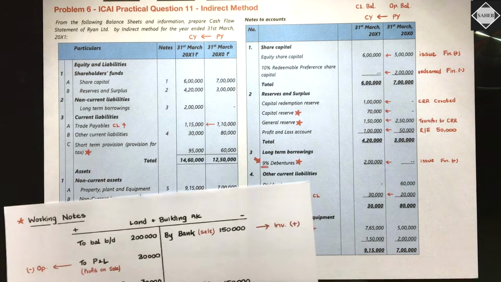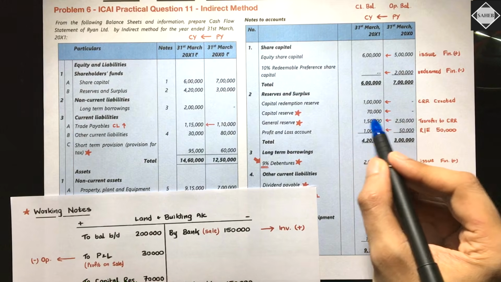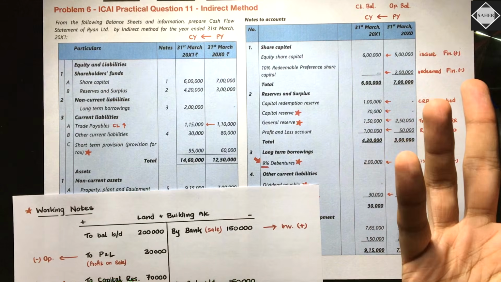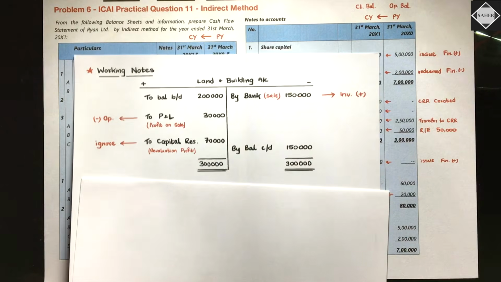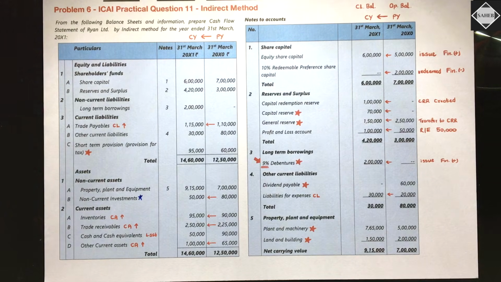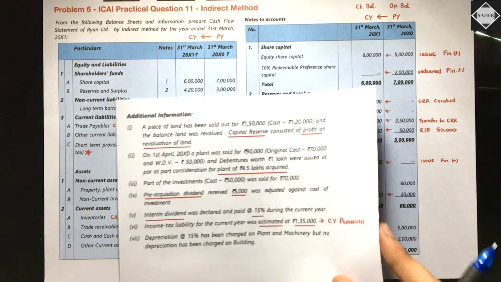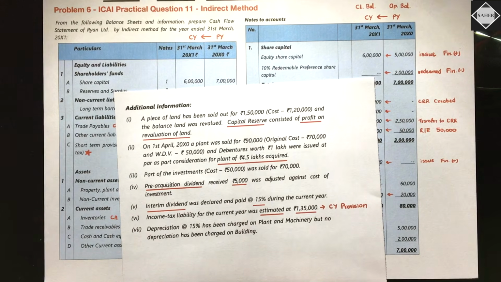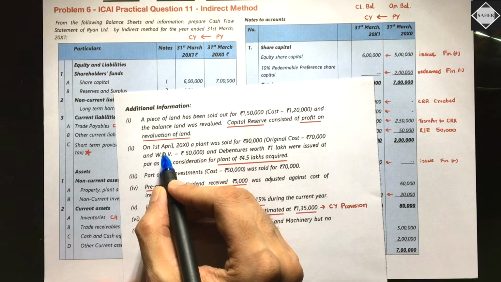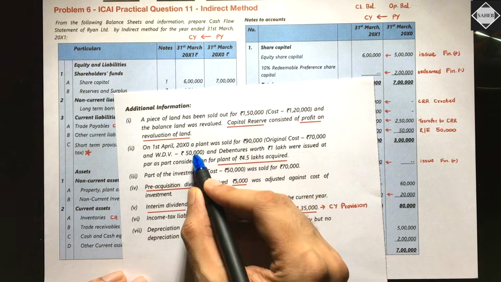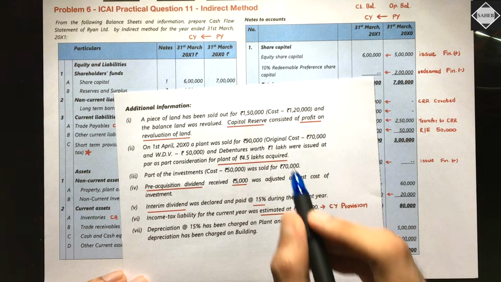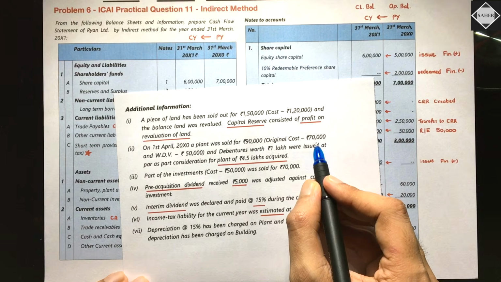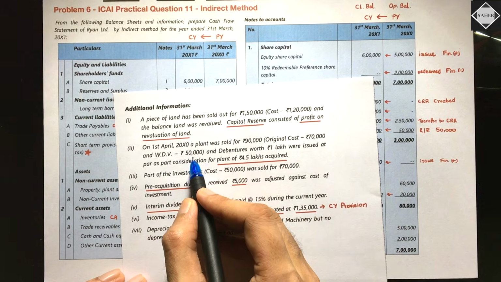Is it clear? Okay, see 70,000, it has come over here. It is sitting in capital reserve. That's fine. That has nothing to do with the profit or cash. So just ignore that. Is it clear? Simple and straightforward. First adjustment of land is done. Okay, it's done. The second we have is, see, on 1st April 2020, a plant was sold for 90,000. That's the sale value. Original cost 70,000 and written down value 50,000.